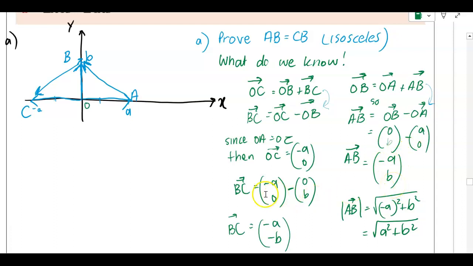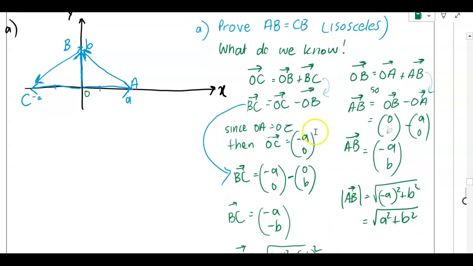Now we also know from this part here that vector BC is vector OC minus OB. So I've just written that one in vector form. BC is equal to OC, which is minus A, 0, minus our vector OB, which is 0, B. So we get that vector BC is minus A, minus B. Okay, now let's remind ourselves what we wanted to prove. We want to prove that AB equals CB.